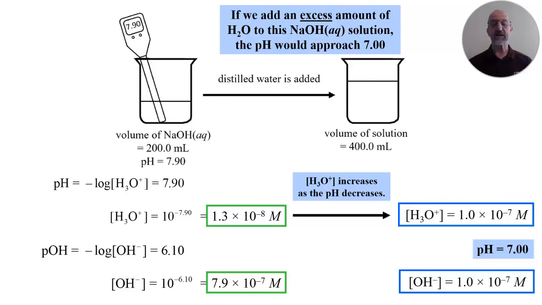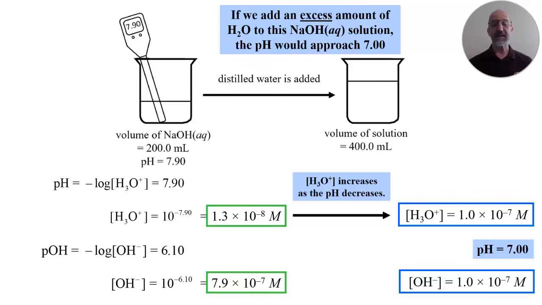Now, if you're having a hard time seeing how can the concentration of the hydronium ion increase because we're not actually adding an acid, we're just adding water, take a look at these two values. Which is bigger, 1.3 times 10 to the negative 8 or 1 times 10 to the negative 7? Well, 1 times 10 to the negative 7 is a larger value, so as the pH decreases, the concentration of the hydronium ion increases.